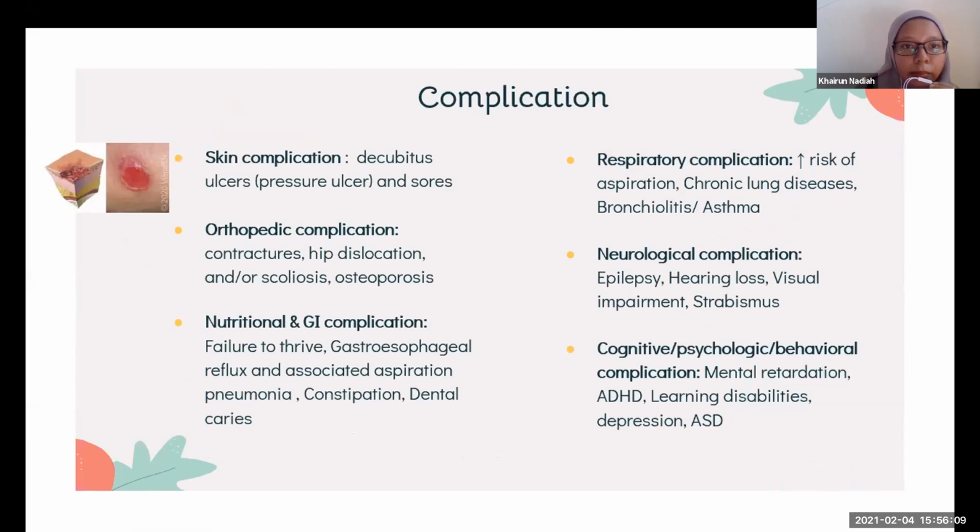So mainly the patient may have, for the orthopedic, scoliosis. For the nutritional and GI complication, the patient may have failure to thrive due to the feeding difficulties. And for the respiratory complication, they may have increased risk of aspiration due to the oromotor dysfunction. And for the neurological complication, seizure, epilepsy, and also from the cognitive or psychological behavioral complication, like mental retardation, learning disabilities, and so on.